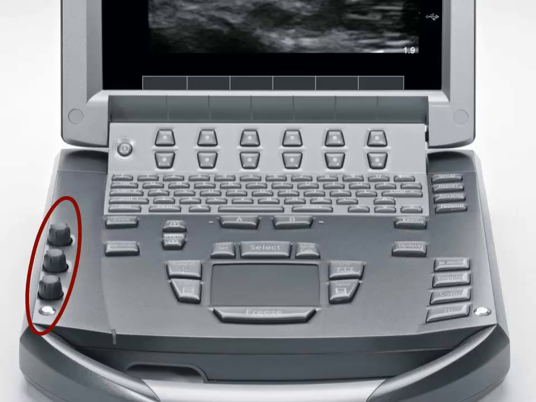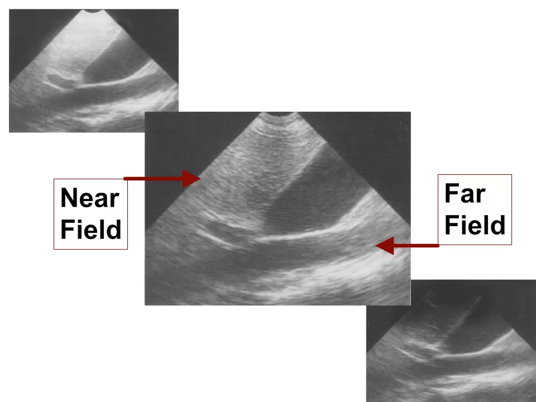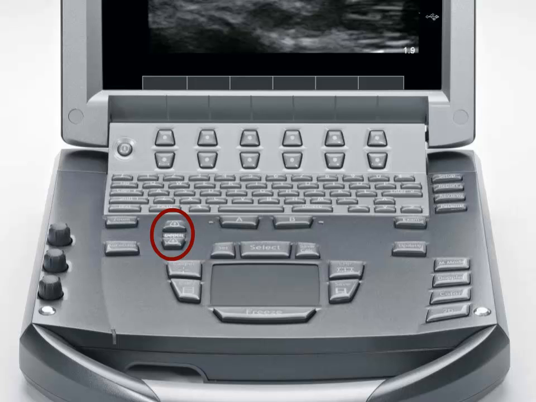The gain dials, as you expect, will control how brightly an image is presented on the screen. Notice that there may be 3 dials for gain adjustment. The top dial will control the near field gain, a middle dial will control the far field gain, and a lower dial will control the overall gain. The depth buttons control the shown image depth on the screen. That is, they control if the image needs to be more shallow or more deep.